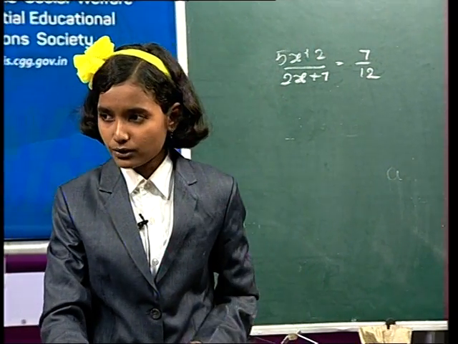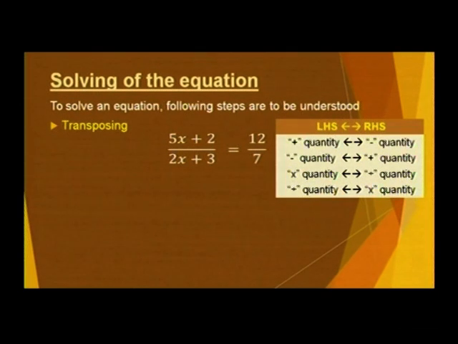To solve this, friends, first of all we have to note this: when quantities are transposed, a plus quantity becomes a minus quantity and a minus quantity becomes a plus quantity, a multiplication quantity becomes division and a division quantity becomes multiplication. So, already you note this, friends. Here a plus quantity becomes a minus quantity. So, now we have to do this equation. How to solve this equation?